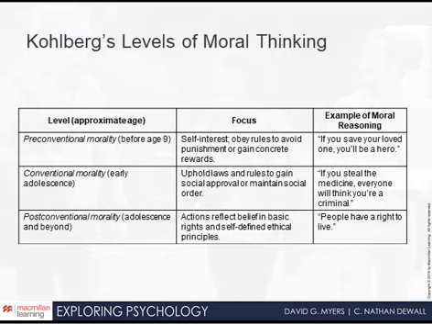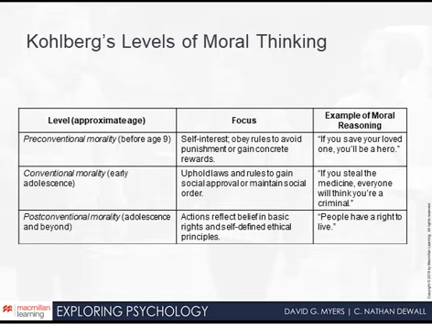Then we have post-conventional morality. This occurs in mid and late adolescence into adulthood or beyond. So here, the focus is actions reflect belief in basic rights and self-defined ethical principles. People have a right to live would be an example. People have a right to be free. People have a right to go to work and not to be discriminated against.